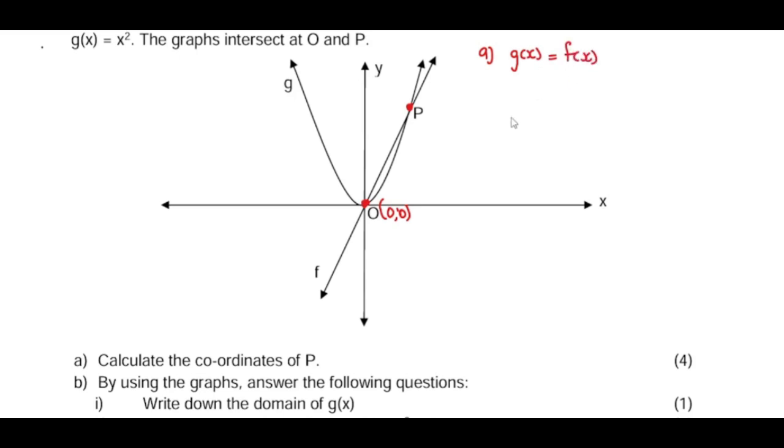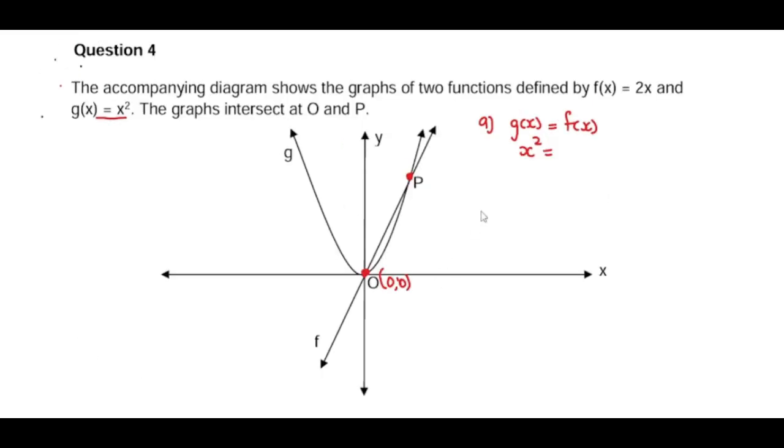So when you have it like this, you need to check what g(x) equals. This is x squared. And what is f(x) equal to? If we check on the graph, f(x) is given as 2x. So we need to equate x squared to 2x. Then let's solve for x. The best way to do this is to move the 2x to the left hand side. So this will give me x squared minus 2x, and this is equated to 0.